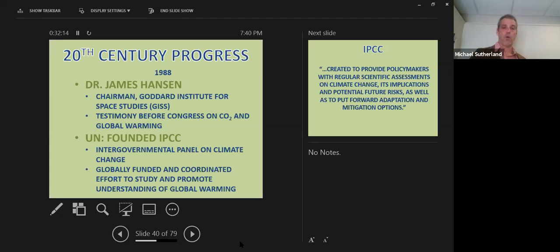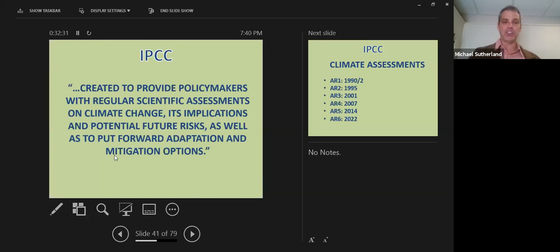And that's when the United Nations formed the Intergovernmental Panel on Climate Change, which became basically the world's official gathering point for data on the climate and for research on climate change. So their voice really is authoritative on the topic. And just a quote from their charter: the IPCC was created to provide policymakers with regular scientific assessments on climate change, its implications and potential future risks, as well as to put forward adaptation and mitigation options. Essentially, the IPCC is an arm of the UN to provide national leaders with useful, accurate information in order to form policy. That's really all they're there for, is to assist governments in managing this crisis.